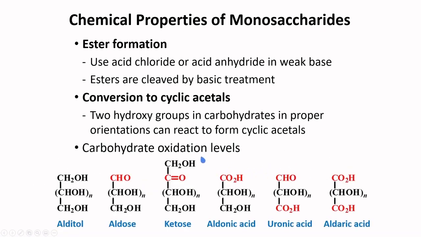Different oxidation levels can exist for carbohydrates. They may be alditol, aldose, ketose, aldonic acid, in the case wherein the aldehyde group becomes a carboxyl group, uronic acid, in the case wherein the terminal CH2OH group becomes a carboxylic acid group, and aldaric acid, wherein the terminal groups are both carboxylic acid groups.